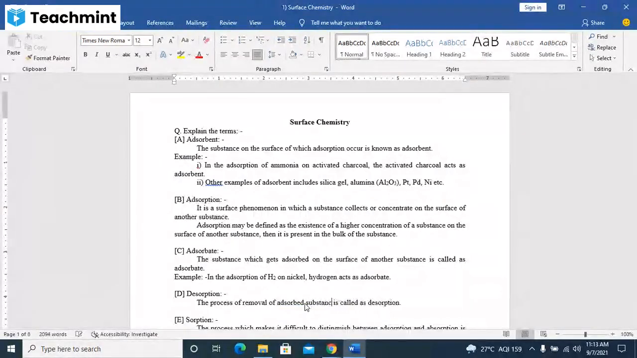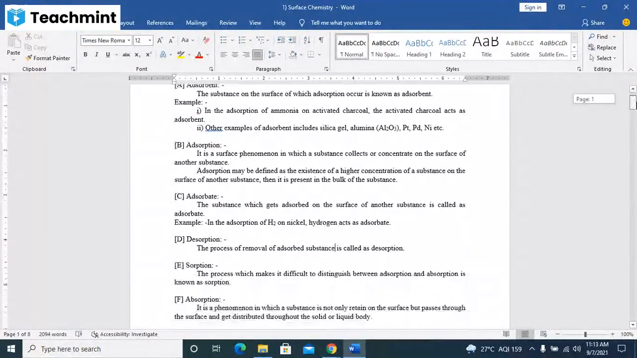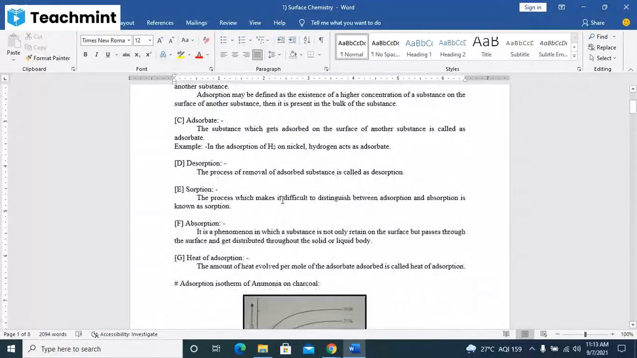substance is called as desorption. उसको निकालना है, हटाना है, उसे हम डिसॉर्प्शन कहते हैं. Desorption. The process which makes it difficult to distinguish between the adsorption and the absorption is known as the sorption. मतलब हम adsorption और absorption में जब डिफरेंशिएट नहीं करेंगे तो उसे कॉमनली क्या कहा जाता है?